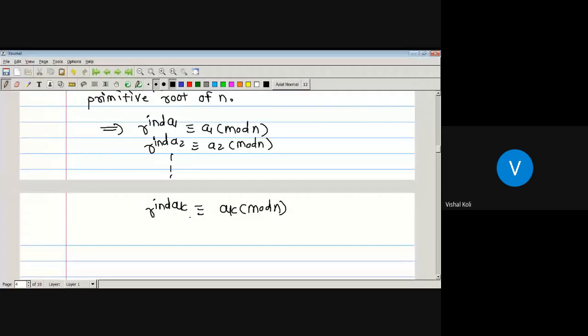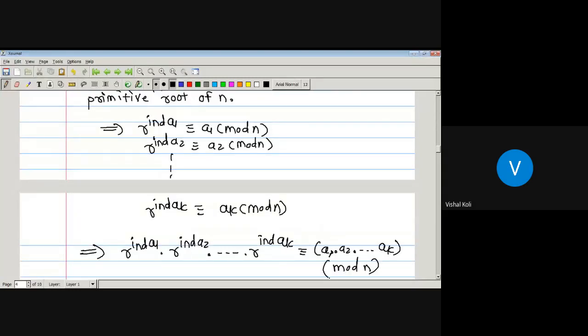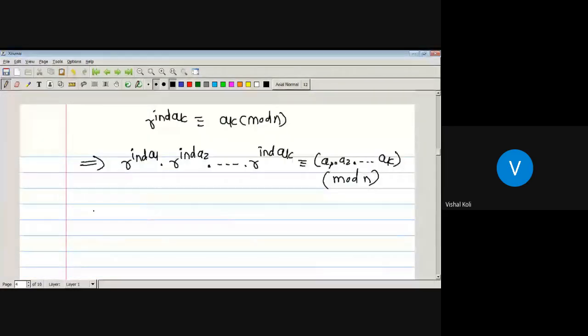And we know that if A is congruent to B modulo N and C is congruent to D modulo N, then A into C is congruent to B into D modulo N. So which implies product of all these LHS, that is R to the power index of A1 into R to the power index of A2 into up to so on R to the power index of AK is congruent to product of this RHS term, that is A1 into A2 into up to so on AK modulo N. Okay, that is we can write this one as R to the power index of A1 plus index of A2 plus up to so on plus index of AK, and which is congruent to A1 into A2 into up to so on AK modulo N.